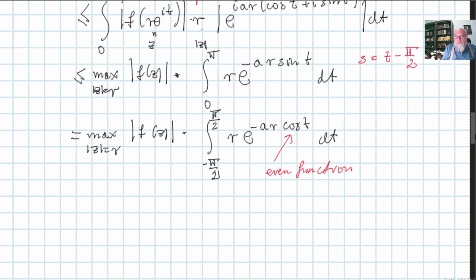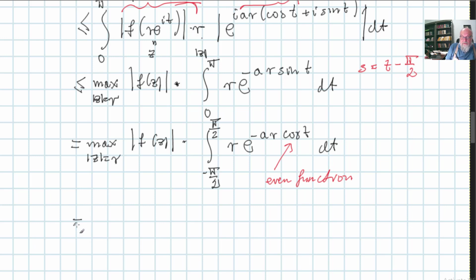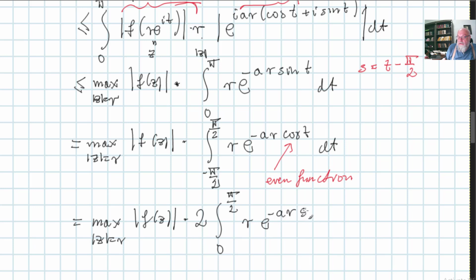So if this is an even function, then I can simply write this integral as the maximum over |z| = R of f(z), times 2, integral from 0 to pi over 2, of R e^(-aR cos t) dt.